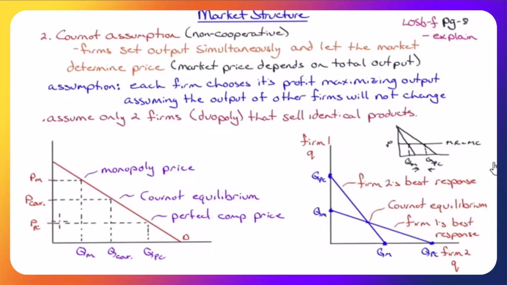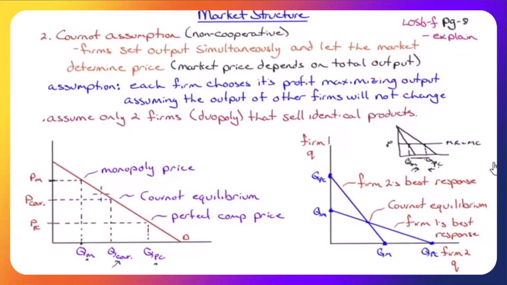And this is what it looks like over here. So monopoly price is up here. If this is our output for monopoly, this is QM. Notice we have QM and QPC. So this is the quantity from low to high. Here's QM, here's QPC, here's Cournot somewhere in the middle.